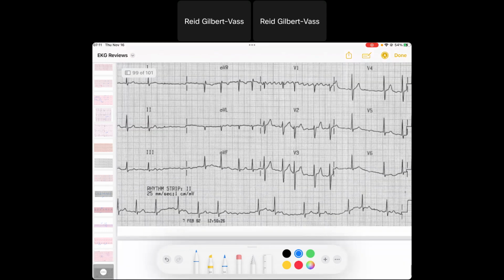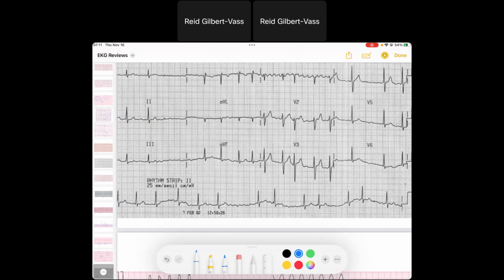So here we have a rhythm that is kind of irregular. It's like pause, quick, slow. What's going on here? Do we see any good discernible atrial activity? I see some kind of fibrillations. Not quite sure if I have any good P waves. This is atrial fib. Why do I know it's AFib?